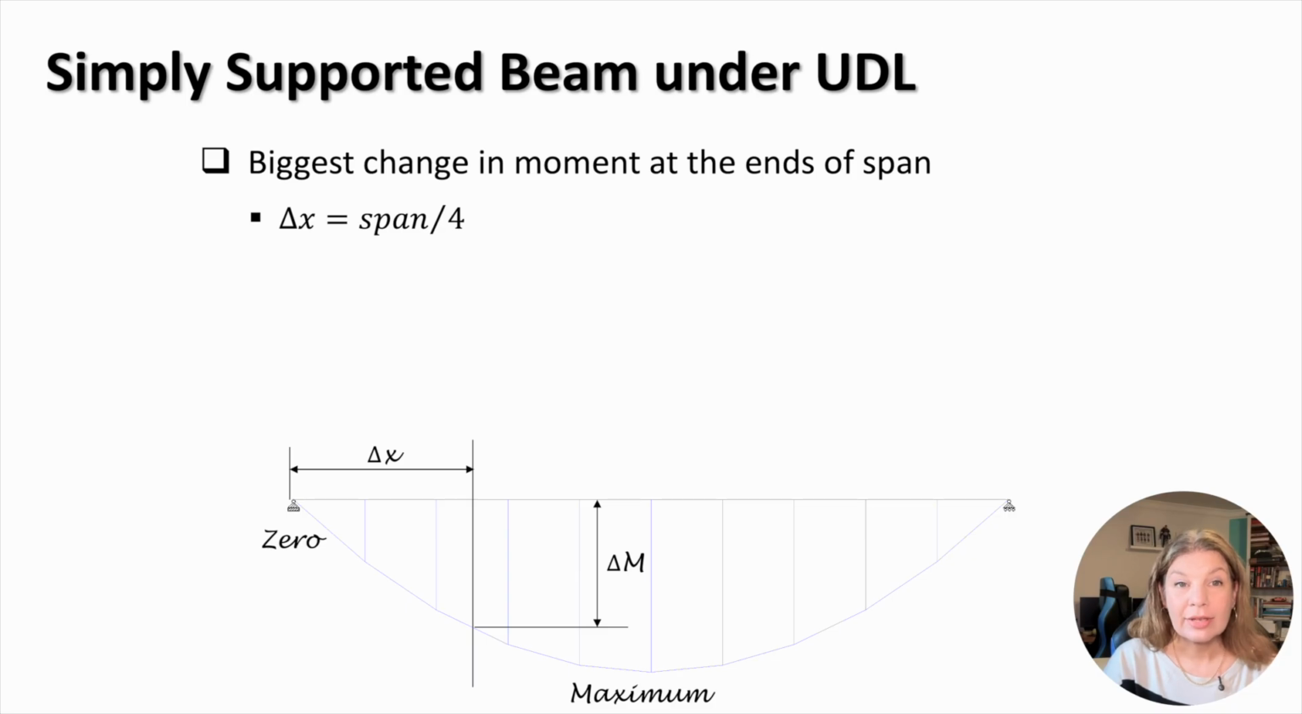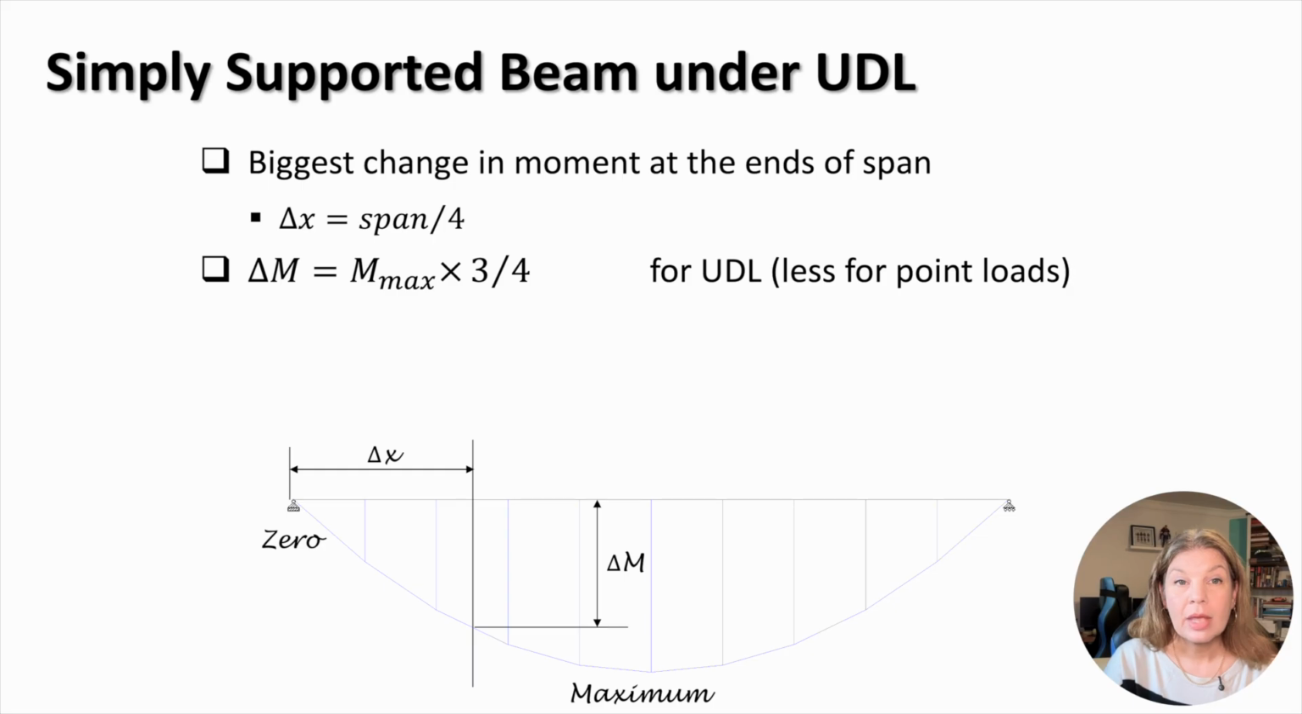Therefore, delta x equals half the distance between the section with zero and maximum bending moments, which gives a fourth of the span length. The bending moment at a fourth of the span is approximately 3/4 of the maximum bending moment at the mid-span. This value is the change of the bending moment in the beam segment considered.